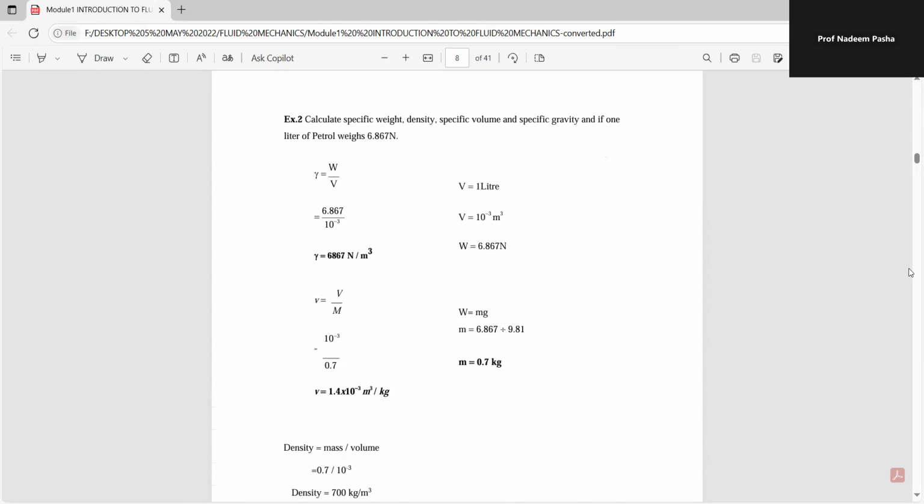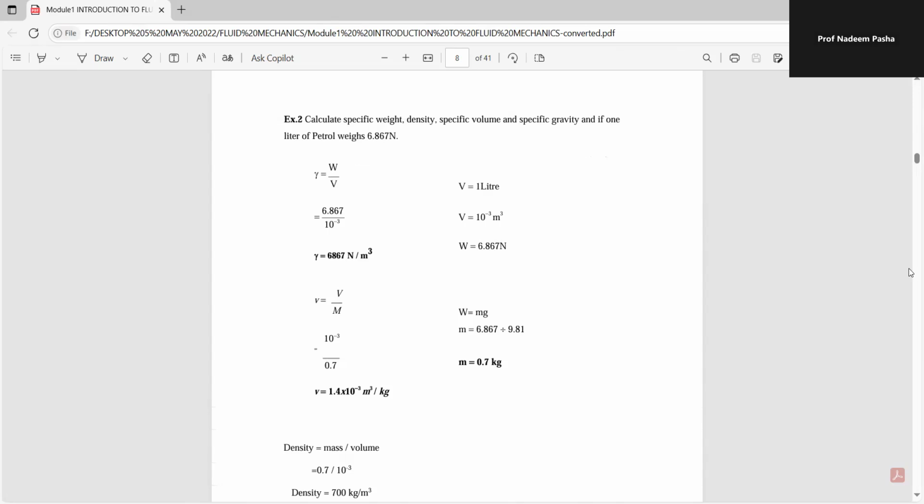Now specific volume small v is equal to capital V by m. So again we need to calculate m. If you remember, in most of the problems, in order to calculate mass of fluid, you will use the formula W is equal to mg, or m is equal to W by g. W is given to you, it is 6.867 divided by 9.81. If you do, it comes out to be 0.7 kg.